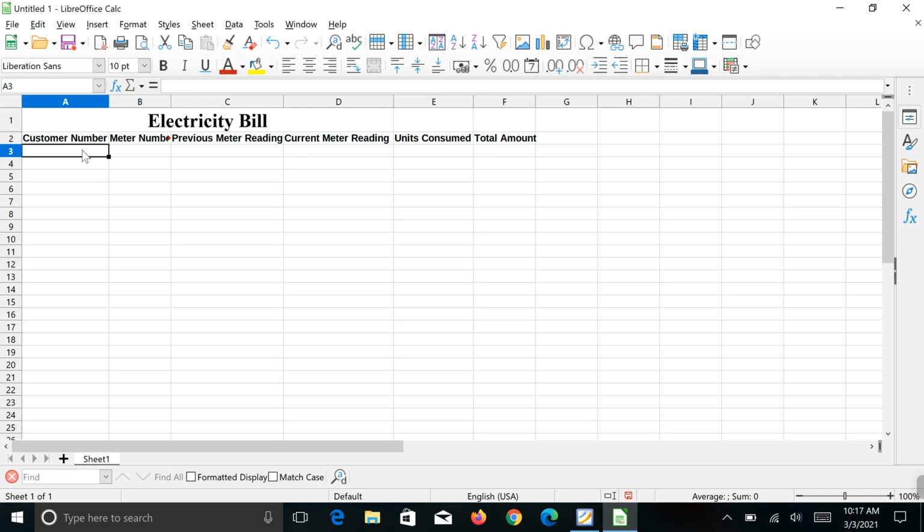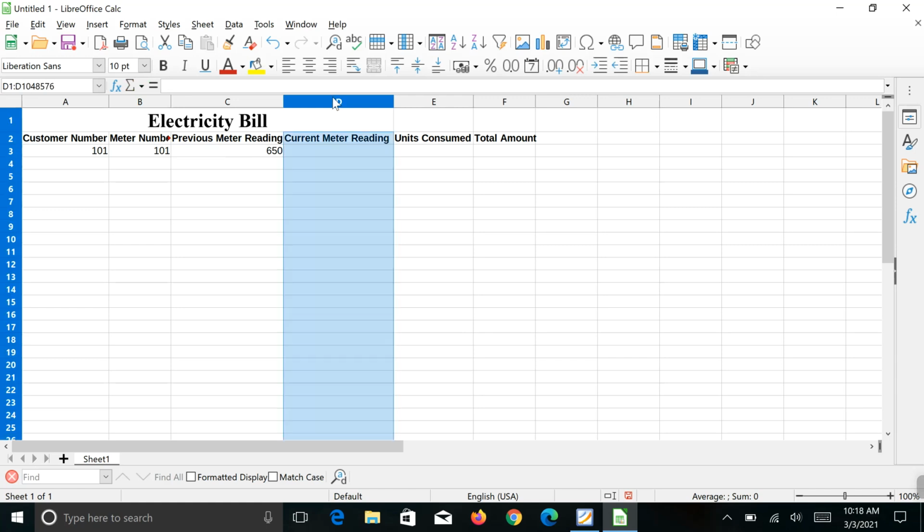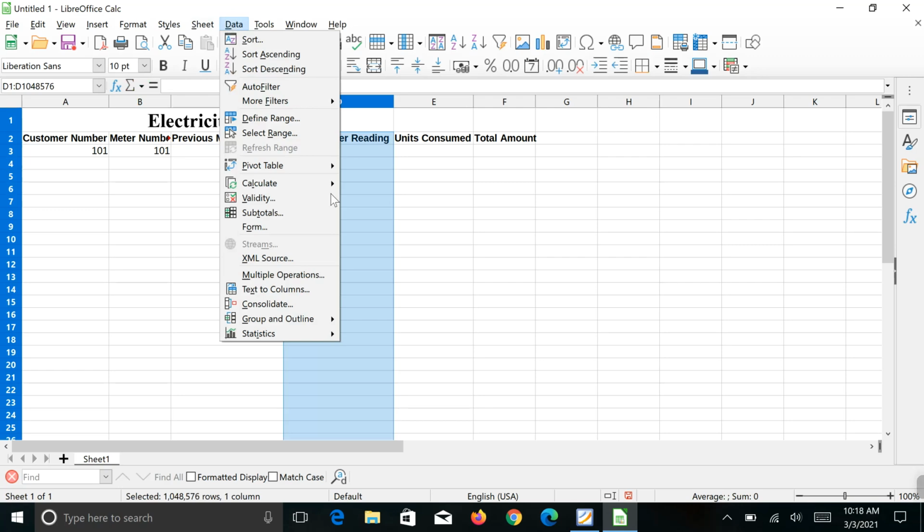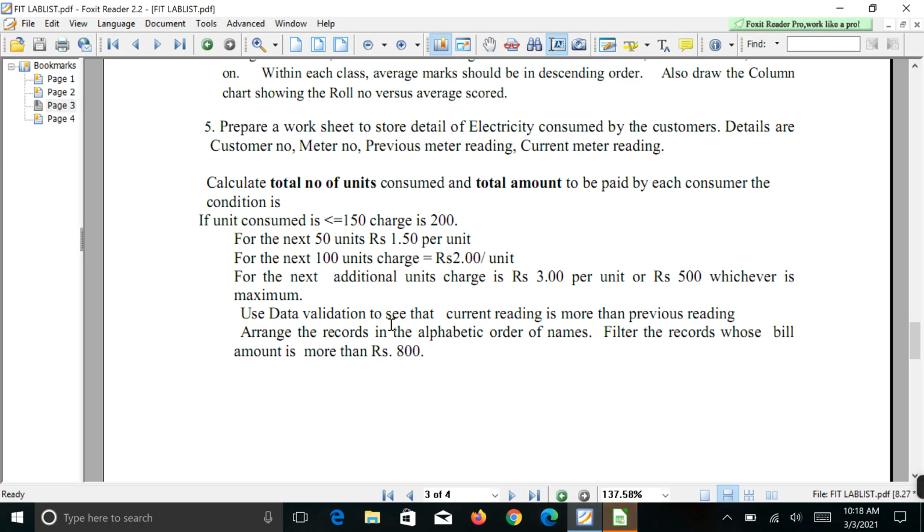Okay, customer number, let us say 101. Meter number, let us say the same thing I'll give, no issue. Previous meter reading, say 650. Current meter reading, see I have a condition for this column. The condition is, see here it is written, use data validation to see that the current reading is more than the previous reading.